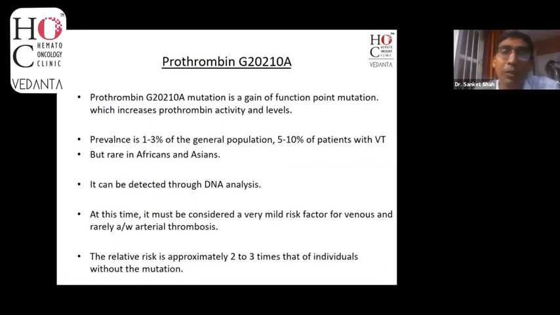The next is prothrombin gene mutation 20210A. Now this mutation is a gain of function point mutation resulting in increased prothrombin activity and level. Again, the prevalence is 1 to 3% in the general population and 5 to 10% in patients with venous thromboembolism, but it is rare in Africans and Asians. So in Indians, it is also a rare mutation. It can be detected through DNA analysis. At this time, it is considered a very mild risk factor and not associated with arterial thrombosis, and the relative risk is only 2 to 3 times the normal population.